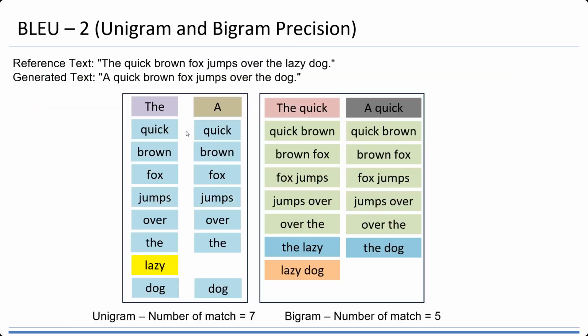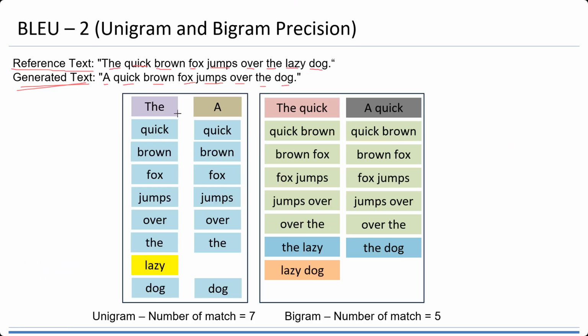So let's see with an example. Now let's make a longer text. We have a reference text and we have a generated text. For example, the reference is: the quick brown fox jumps over the lazy dog. And I have the generated text, or this is the summary: a quick brown fox jumps over the dog.